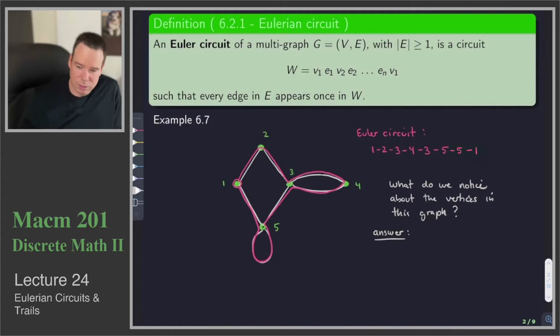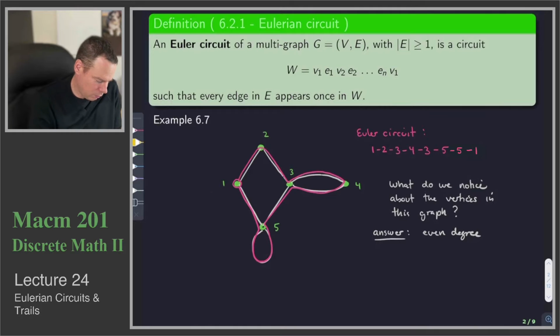One possible answer could be, yeah, for every vertex, I had to go into it along an edge and then leave it along an edge. And for some of them, like vertex 3, I came in along one edge, left along another edge, then came back in along an edge and left along another edge. And so that's telling me that, hey, wait a minute, every vertex has even degree. If there's an Euler circuit, then every vertex should have even degree.